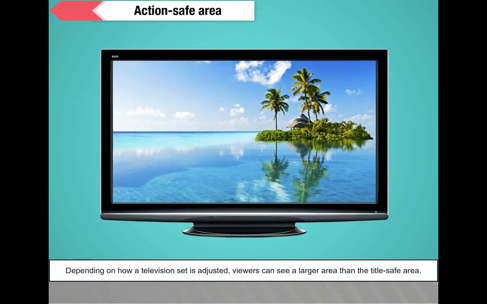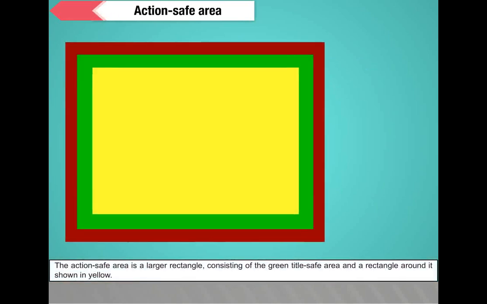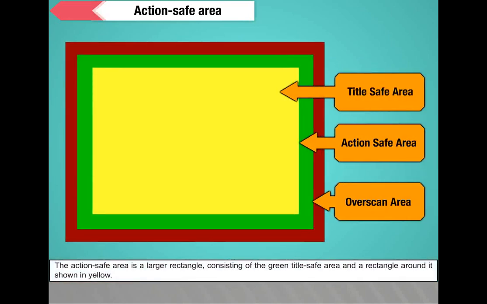Action safe area. Depending on how a television set is adjusted, viewers can see a larger area than the title safe area. The action safe area is a larger rectangle consisting of the green title safe area and a rectangle around it shown in yellow.